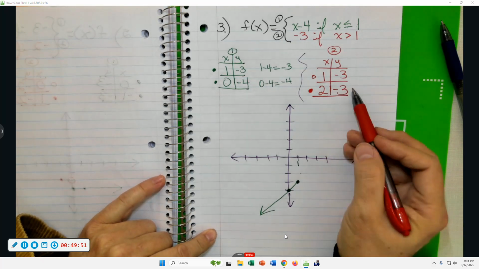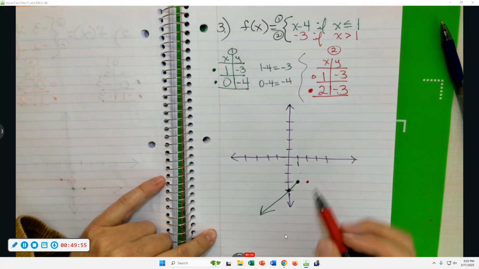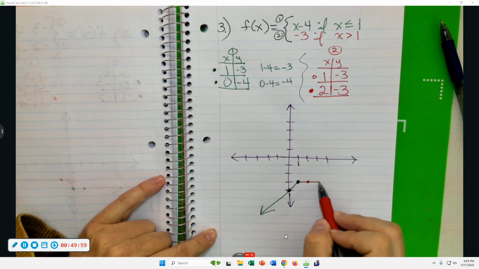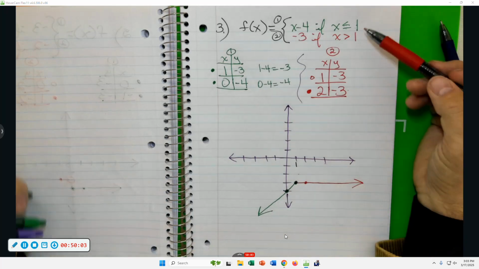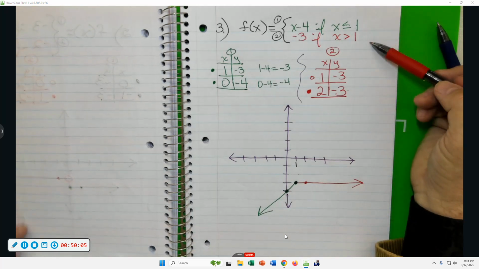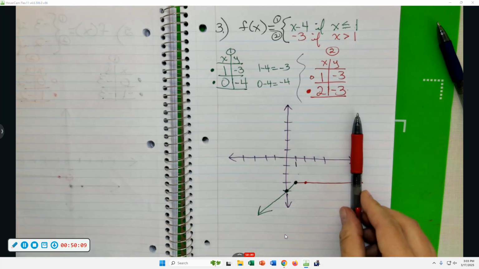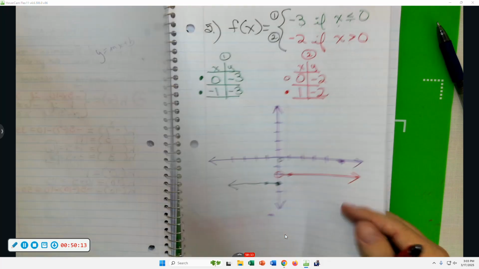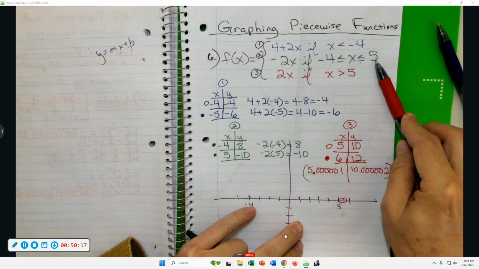And then 2, negative 3. Right 2 down 3. It starts at the cut point. It goes to the right. Does it stop? No, it doesn't. Once again, the only way the pieces are going to stop, the only way you won't have arrows on the left or on the right, is if the inequality, where is it? The inequality has a lower bound and an upper bound.